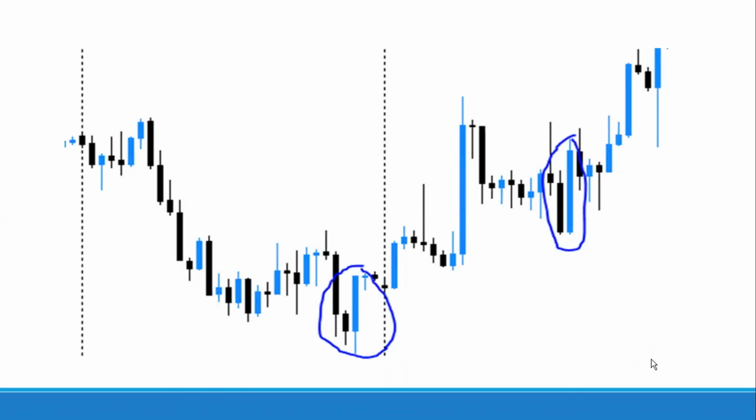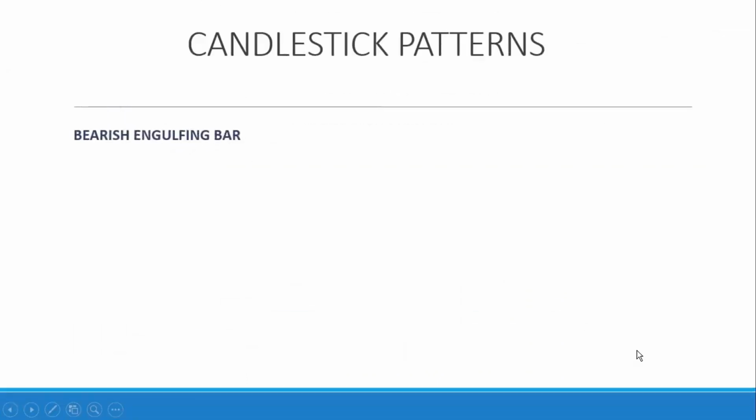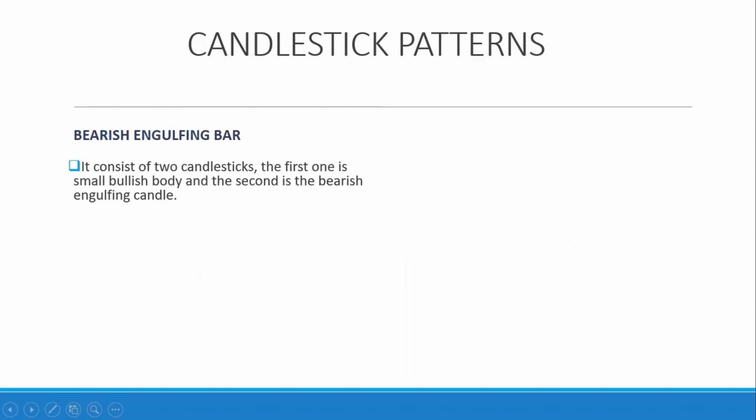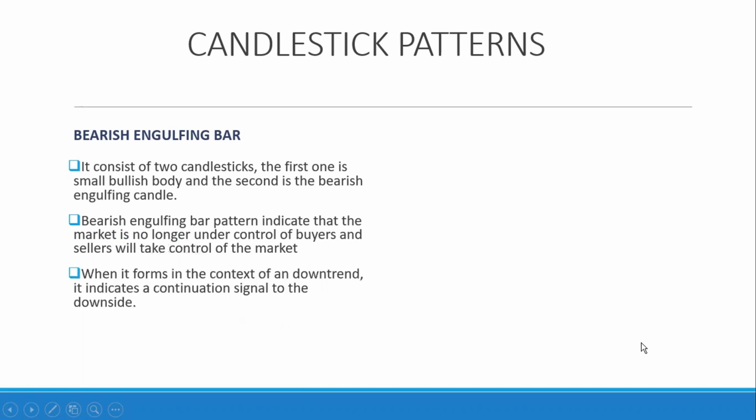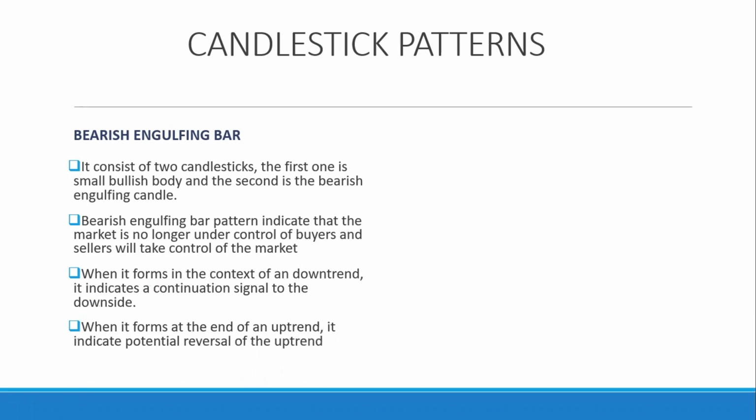So now let's look at the bearish engulfing pattern. It also consists of two candlesticks. The first one is a small bullish body, and the second is the bearish engulfing. Everything that we looked at on the bullish candlestick pattern is the opposite of the bearish. A bearish engulfing bar pattern indicates the market is no longer under the control of buyers, and sellers will take control of the market. When it forms in the context of a downtrend, it indicates a continuation signal to the downside, just like in the other version that we looked at. When it forms at the end of an uptrend, it indicates a potential reversal of the uptrend.